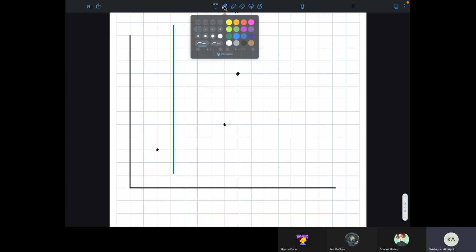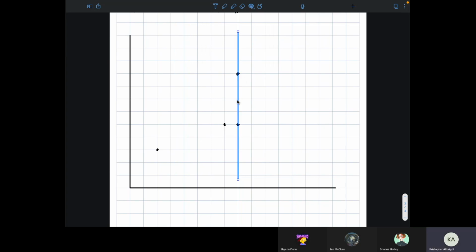But if we had another point right here, and we dragged it, we would get right here, and we would say, okay, well, it touches right here, and it touches right here. So definitely not a function. So all you have to look for is if it touches more than one time.